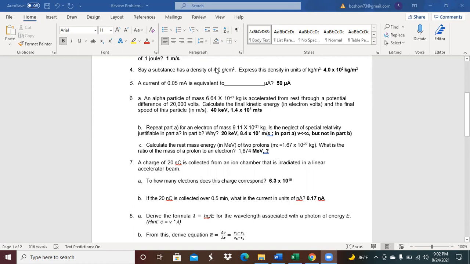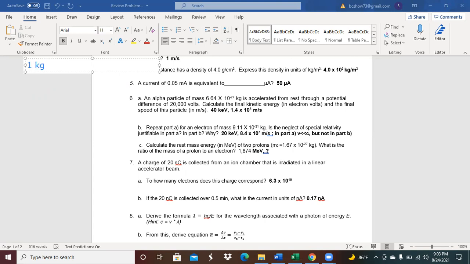Say a substance has a density of 4 grams per cubic centimeter. Express this density in terms of kilograms per meter cubed. So again, how do we go about changing that? Well, a couple of factors here that we're going to have to use. I'm going to put them over here on this side of the screen to make it a little easier to use.